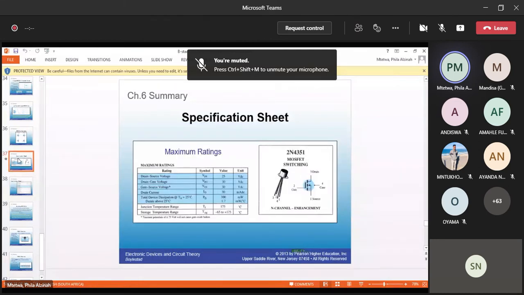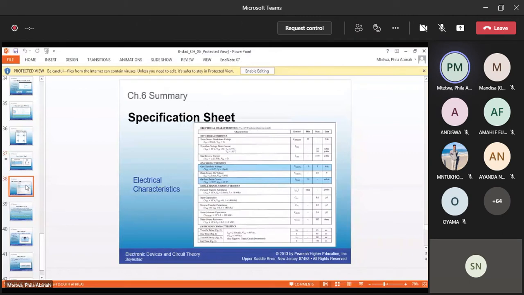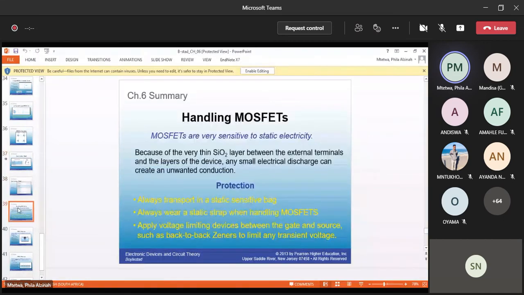MOSFETs are more sensitive to static electricity. Even if we are working with it, it's very sensitive to static. So you need to de-energize yourself because our bodies are conductive. Hence, it's not as robust as your JFET.